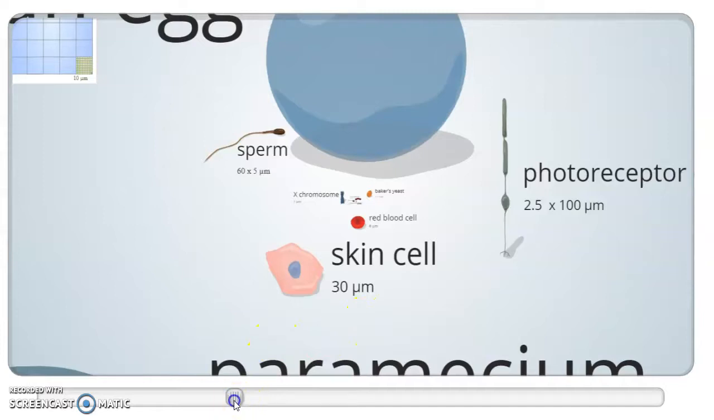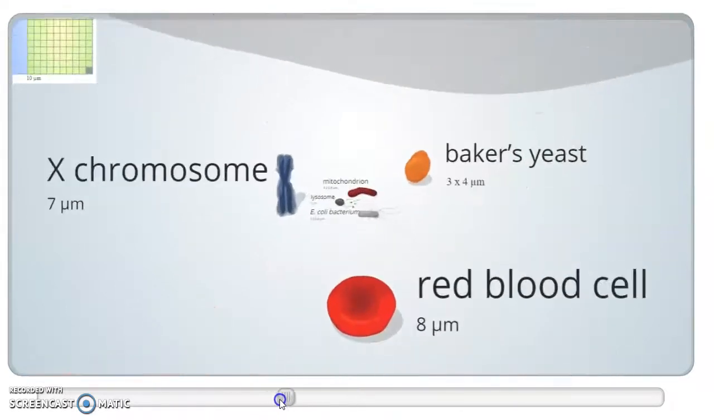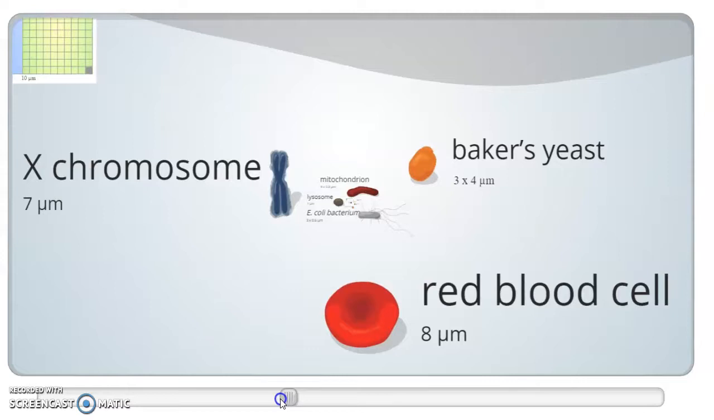8 micrometers small, and X chromosomes. We'll talk about chromosomes within the DNA. Essentially, that's the genetic material that makes you who you are. Baker's yeast, okay, how small that is.